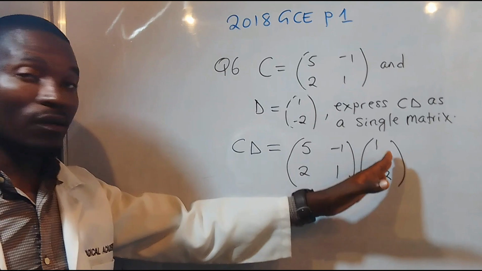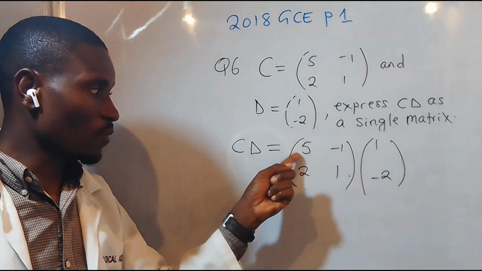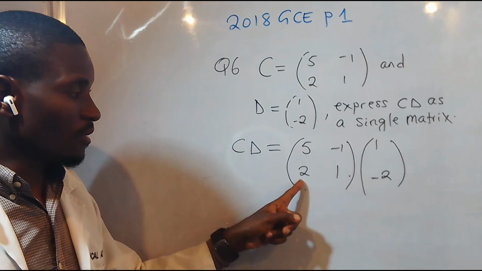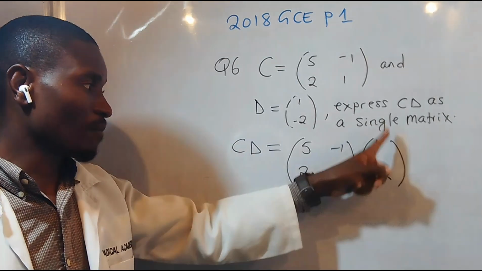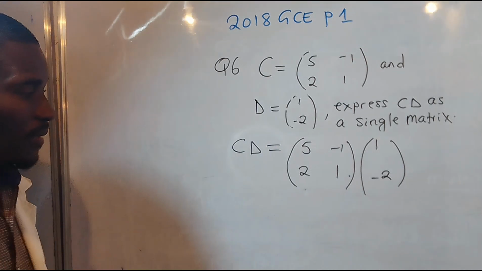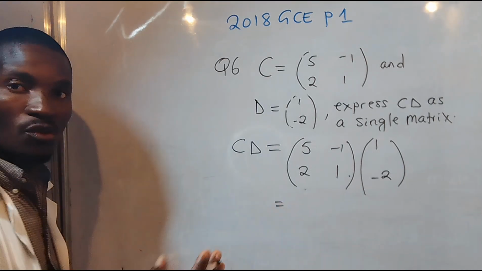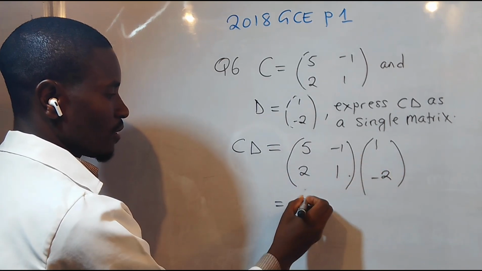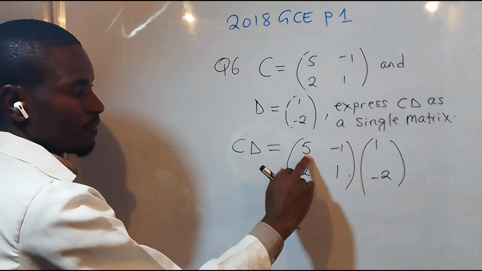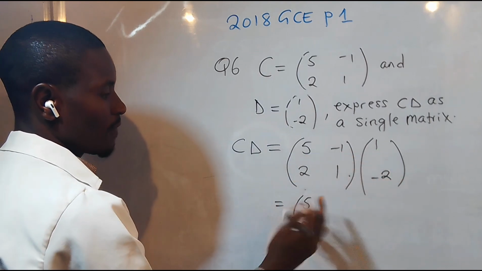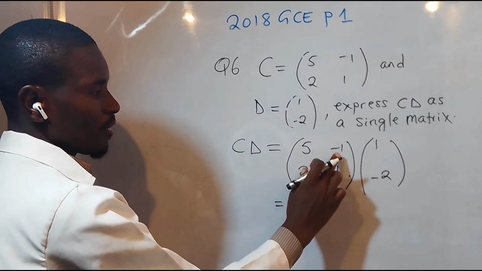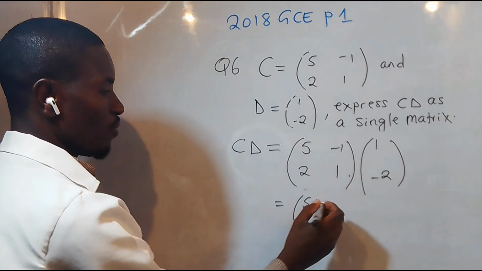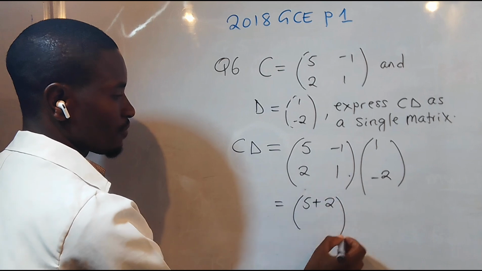Now we only have one column, so this row actually just goes once in that column, and then this other row also goes into the column. So from there, what you're going to have is this times this, meaning 5 times 1 is just 5, and then plus -1 multiplied by -2. So you get positive 2.